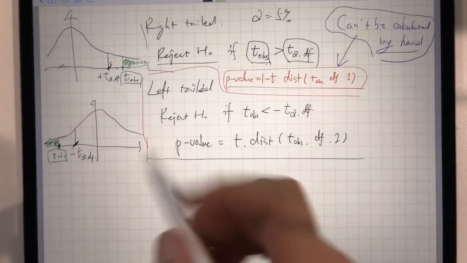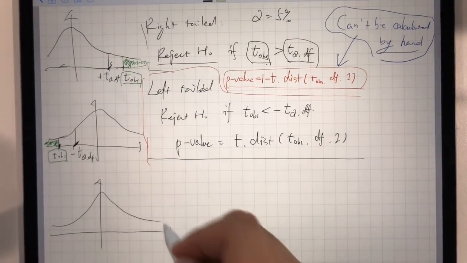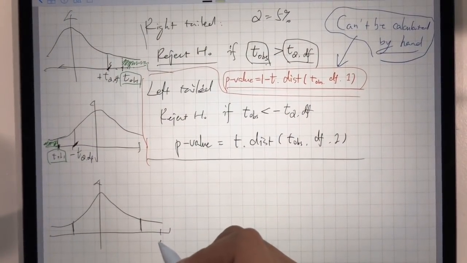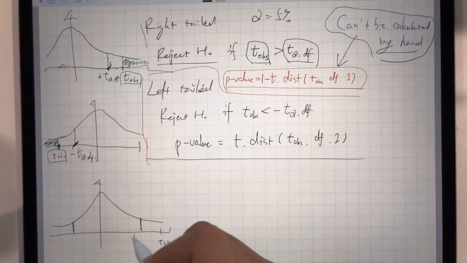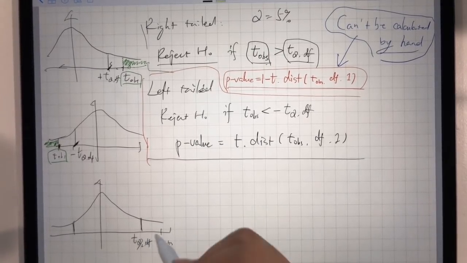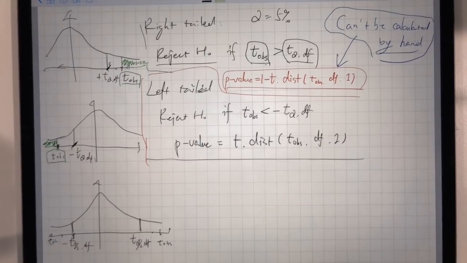Now let's look at the two-tailed case. For the two-tailed case, you will reject the null hypothesis either when your observed value exceeds the positive t of half alpha with some degrees of freedom, right? Or when it is less than this, that is, less than negative t of half alpha with some degrees of freedom. Either way, you will reject the null hypothesis.